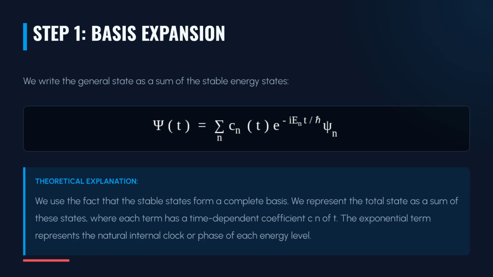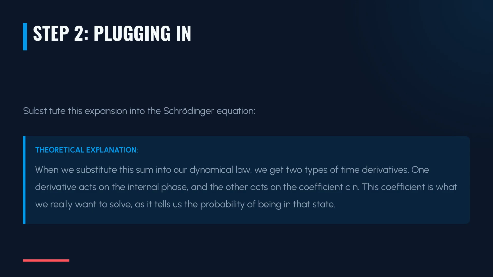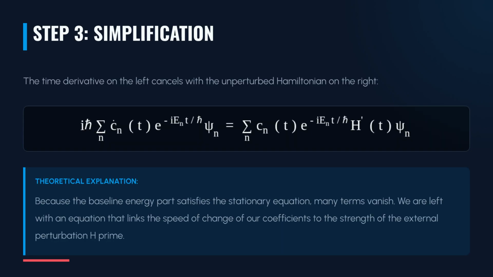These coefficients represent the probability amplitude of being in that state. In step 2, we substitute this expansion into the Schrödinger equation. The time derivative now acts on both the internal phase and the coefficient Cn. Step 3 is simplification. Many terms cancel because the unperturbed part satisfies the stationary equation. We are left with an equation linking the rate of change of our coefficients to the perturbation.